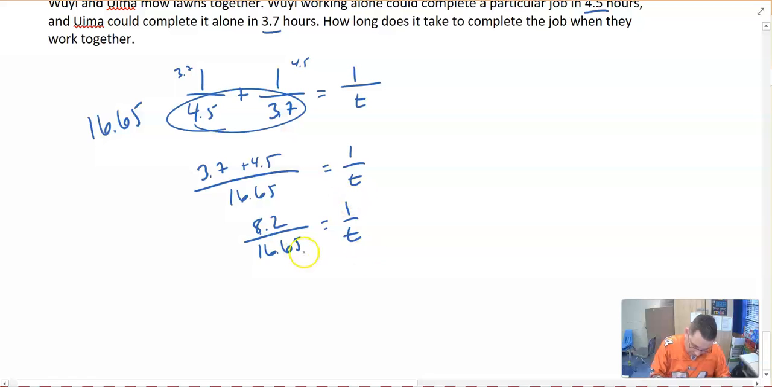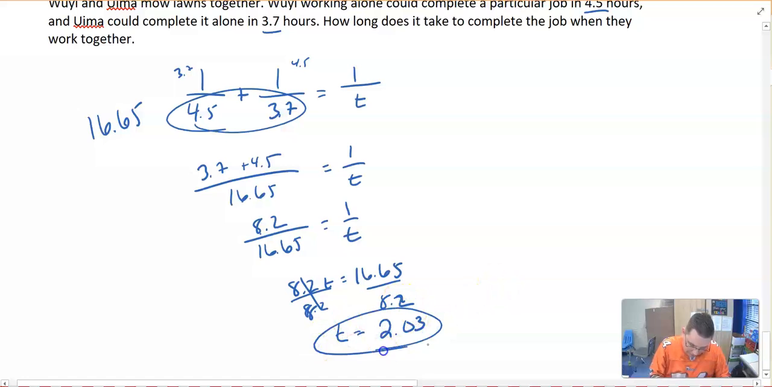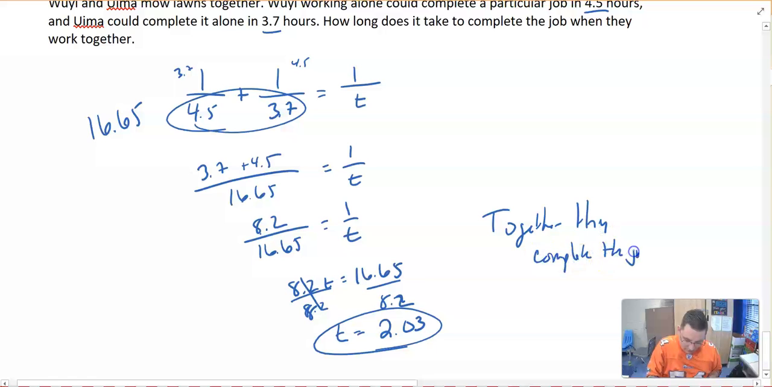And so cross multiplying here, we're going to get 8.2t is equal to 16.65, divided by the 8.2, and we're going to get that t is equal to 2.03. And so what does t equal to 2.03 mean? It means together they complete the job in 2.03 hours. So again, it looks like a complicated problem, but it's really not.